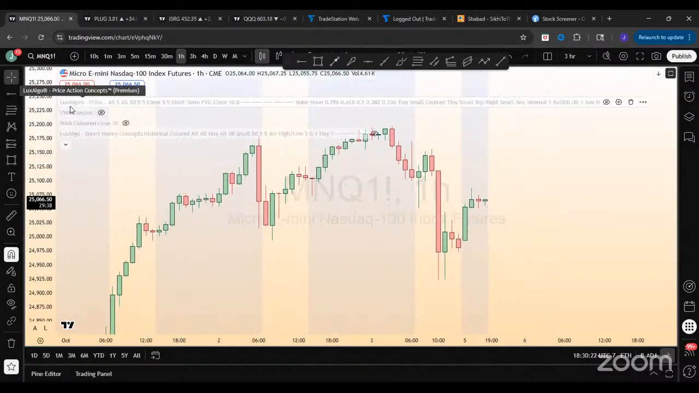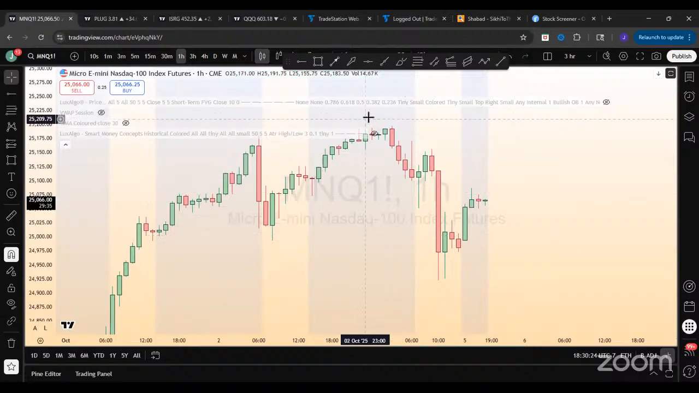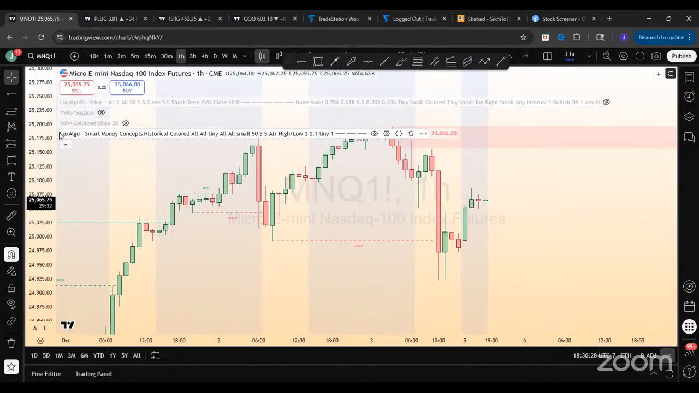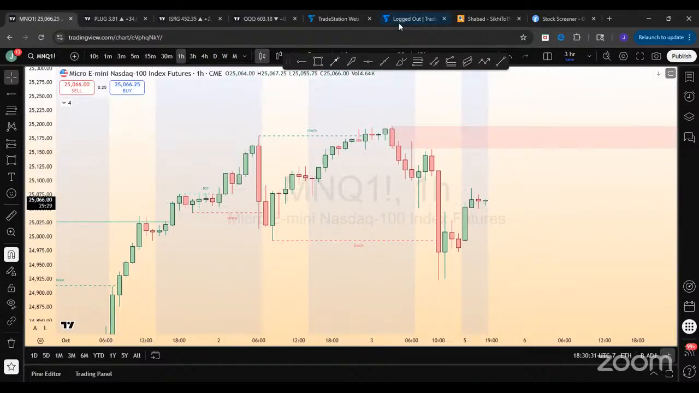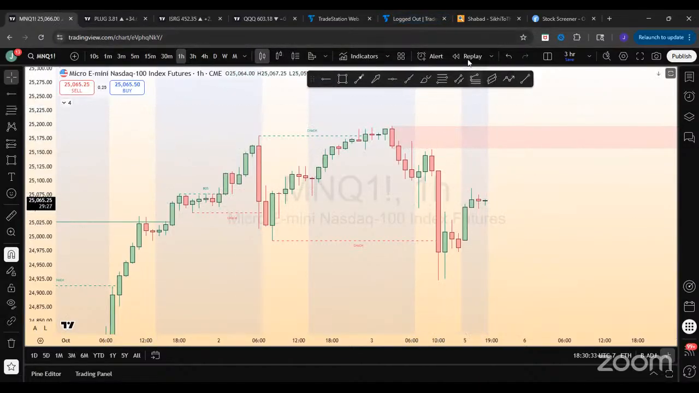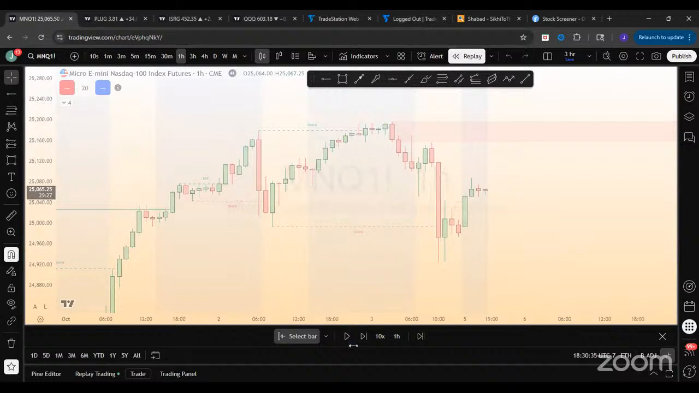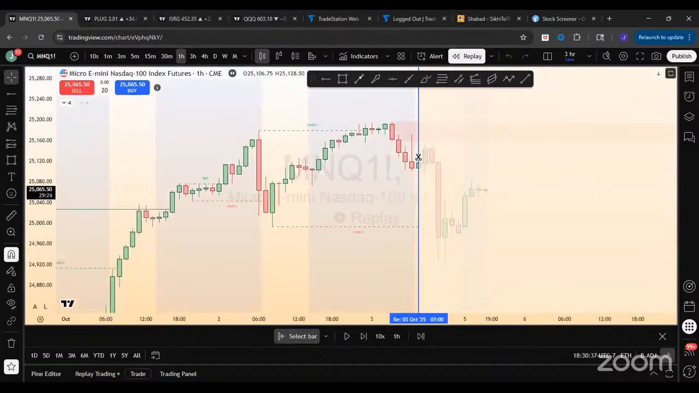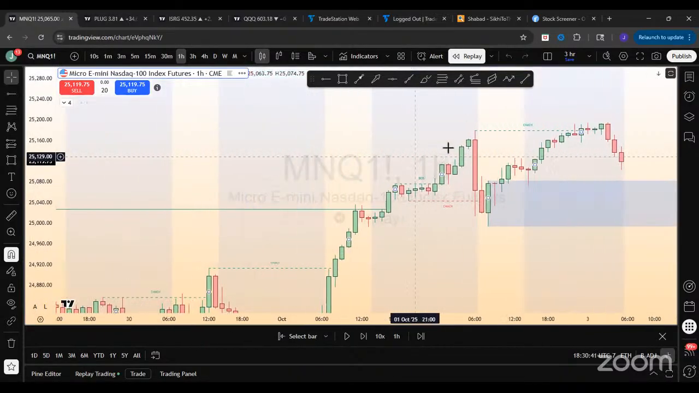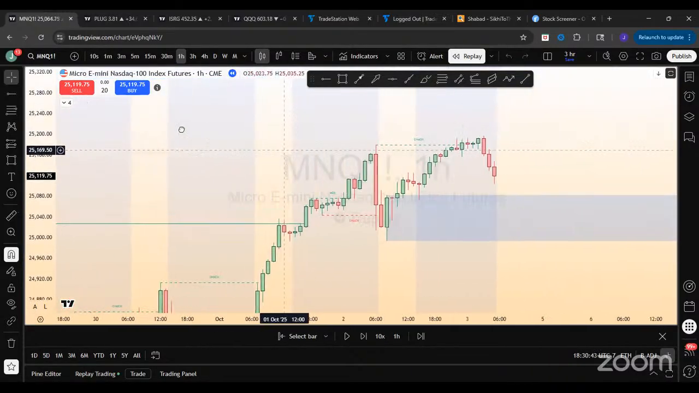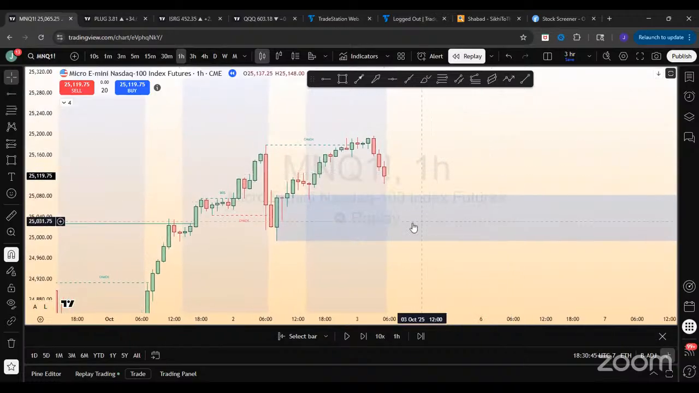But yeah, let's take a look at the M&Q's, the same indicator. I'm gonna look at the 1 hour. Let's go. I'm gonna just quickly back test. Okay, so it was showing you a bullish order block in 1 hour. This was on Friday morning.